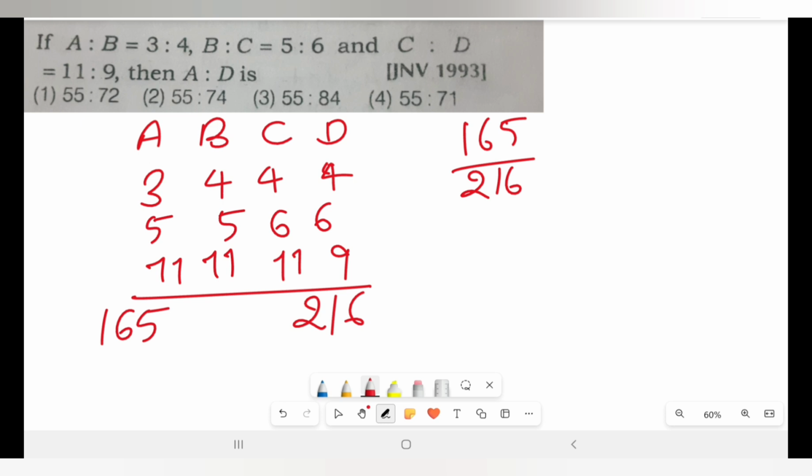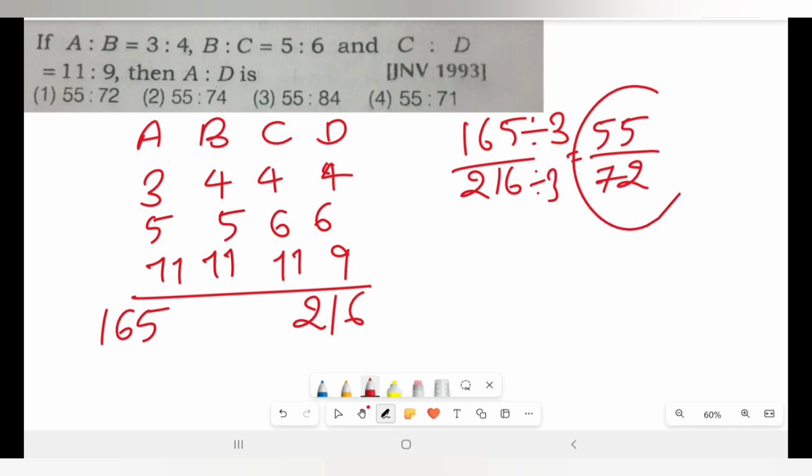Okay. So let us say divided by 3, divided by 3, and here it is 55. Okay. So here 3 7s and 3 2s, right? So 55 divided by 72 is the answer. So first one is the right option.